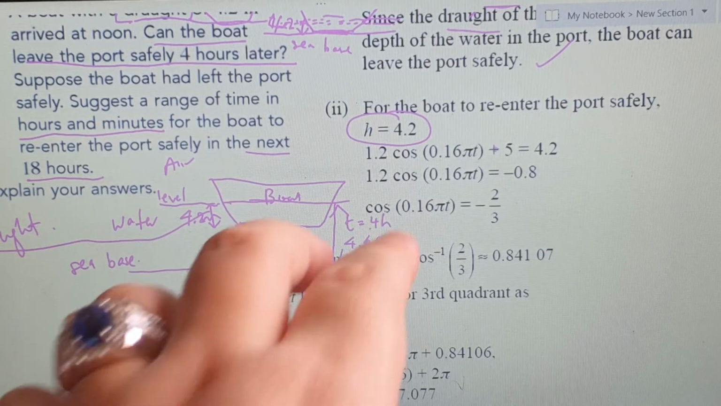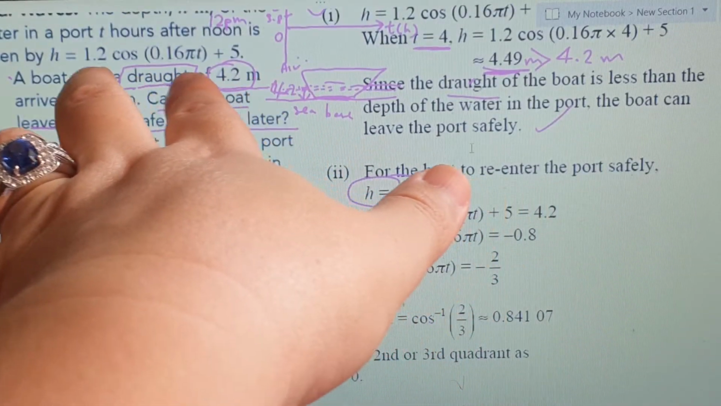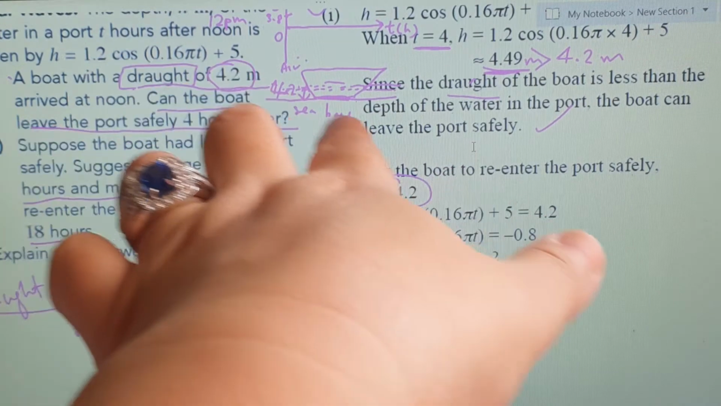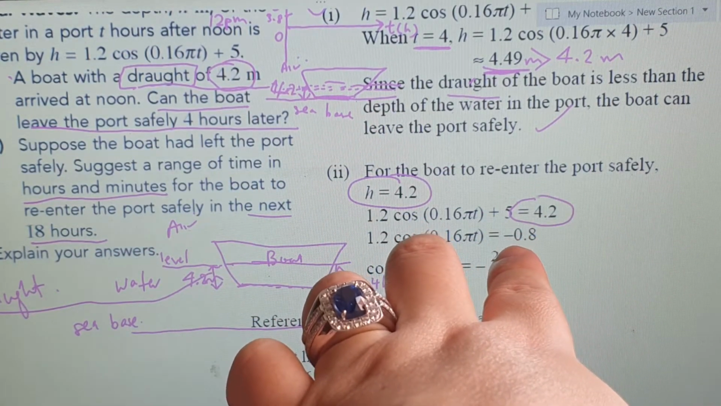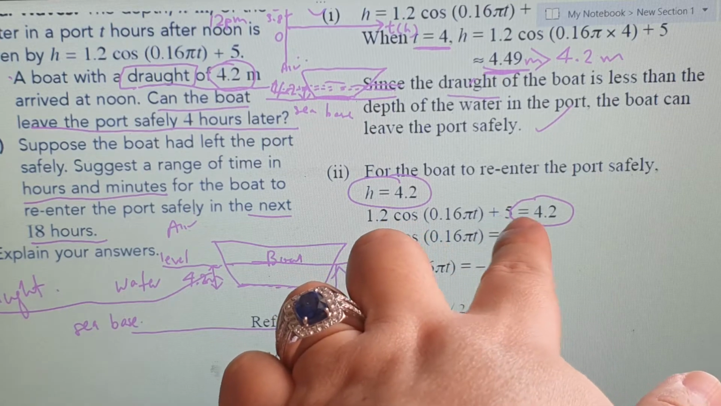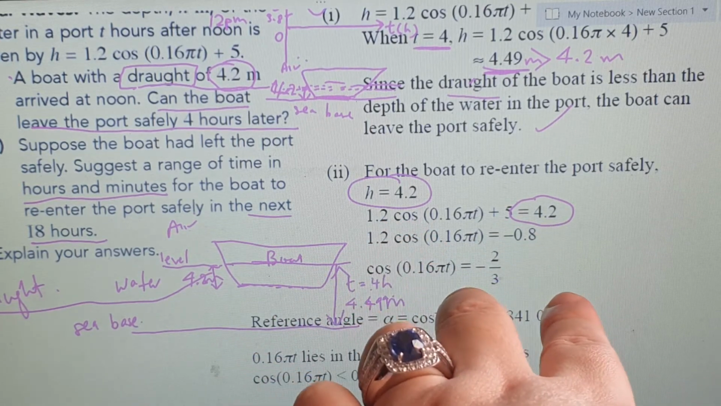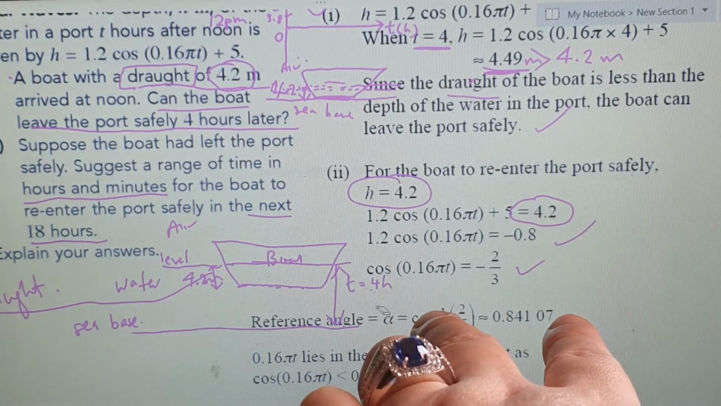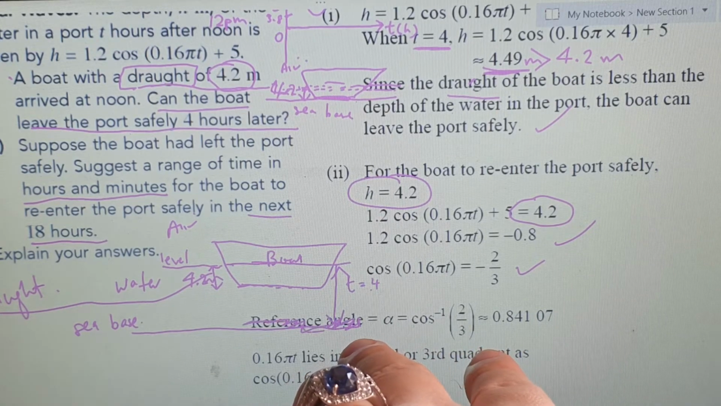So we go and equate this height of the water. You see, this actually came from here. So don't be scared. This thing came from here, and then we let it equal 4.2. Then you minus 5 both sides, you get this. Divide by 1.2 both sides, you get this. I think this part you understand. Let me erase. And then you find the reference angle. No need to write this, you straight away write this.